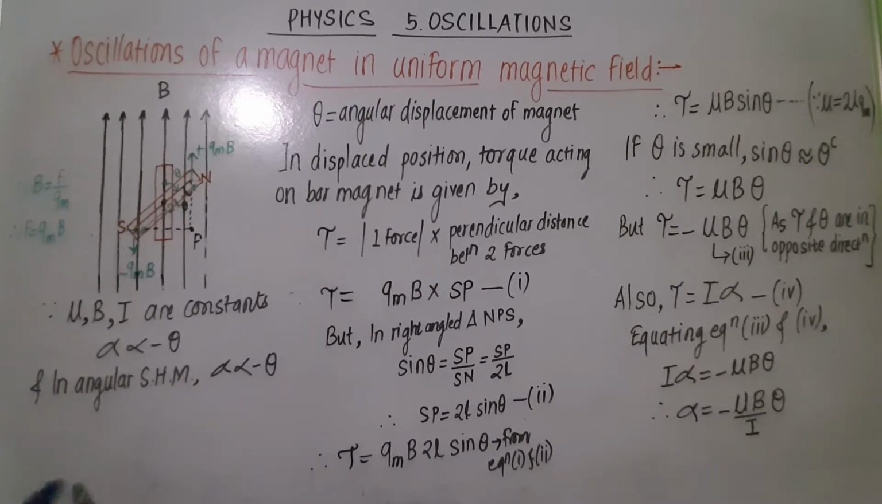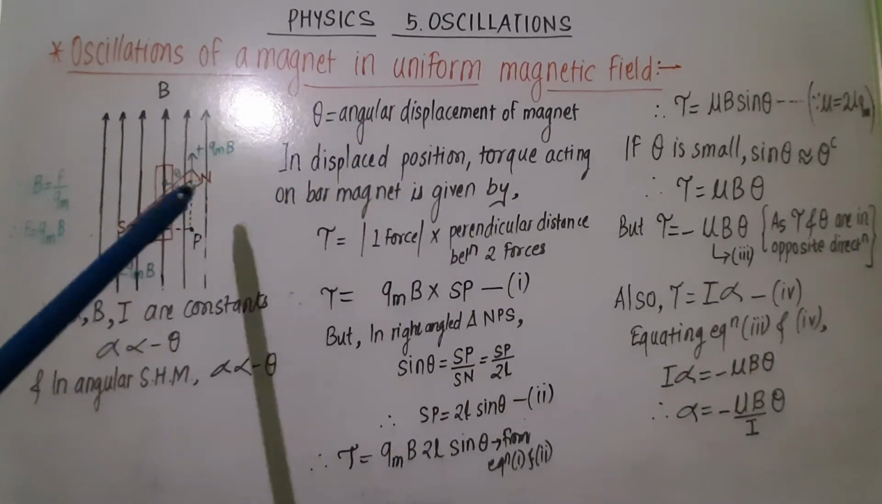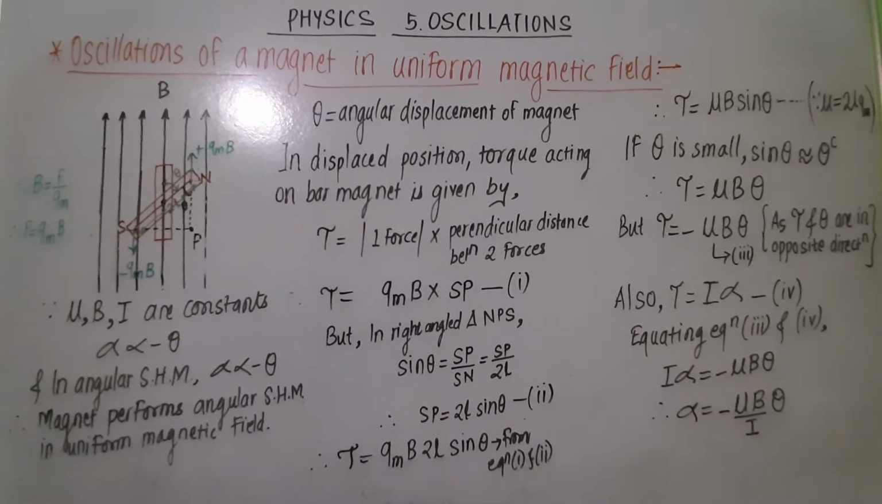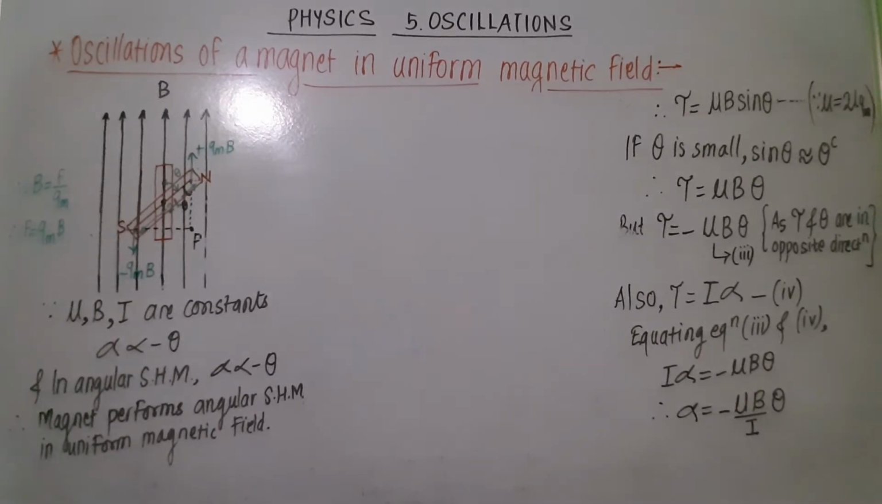In angular S.H.M, we know that angular acceleration is directly proportional to minus theta, that is, to angular displacement. So we can say that the magnet is performing angular S.H.M in a uniform magnetic field. Now let us obtain the time period of a bar magnet in a uniform magnetic field. तो उसके लिए you have to write all this expression और इसके आगे के स्टेप्स भी हम लोग करेंगे.